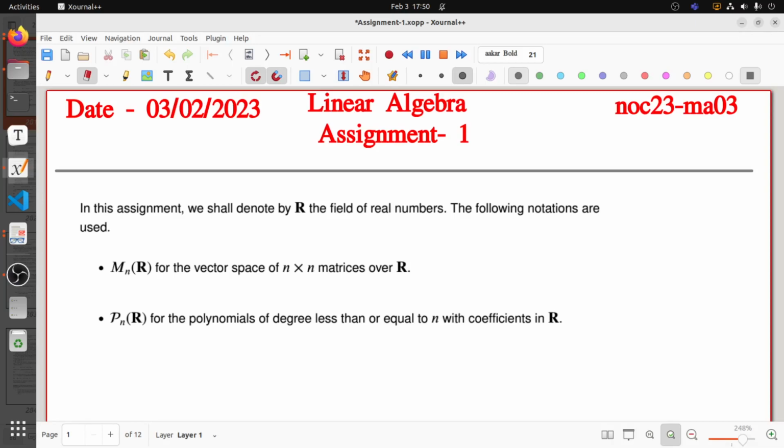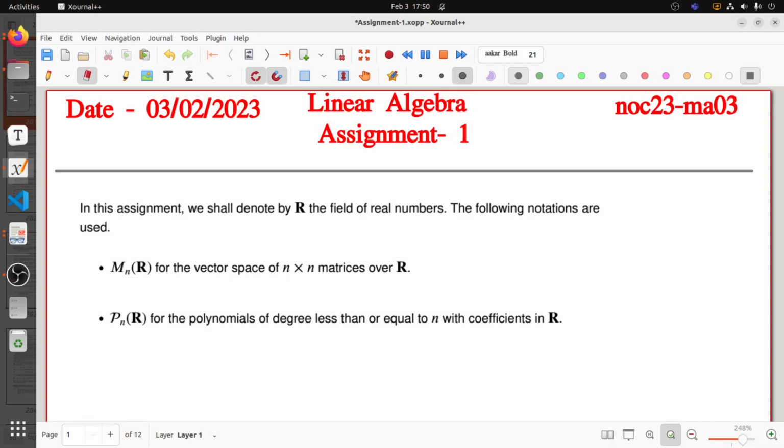So let's check the left hand side. What is (a plus b) dot u? So here the addition is the scalar addition, and this multiplication is the one we have defined. So what is this? u to the power a plus b, right? So what is this? u to the power a into u to the power b.